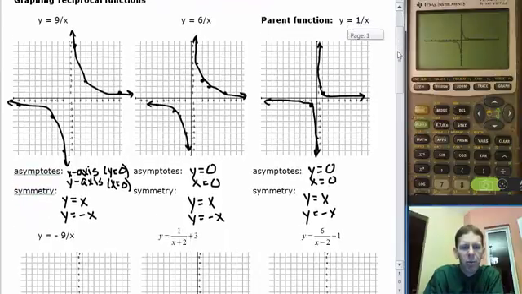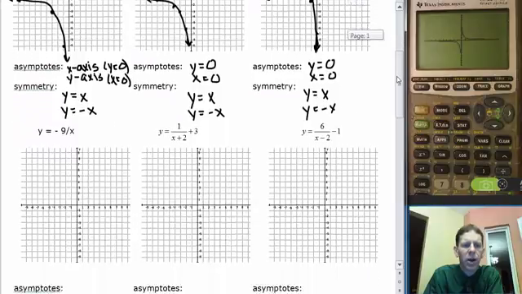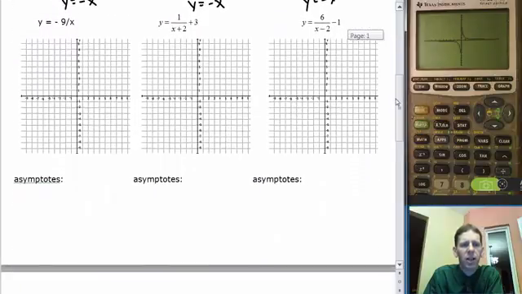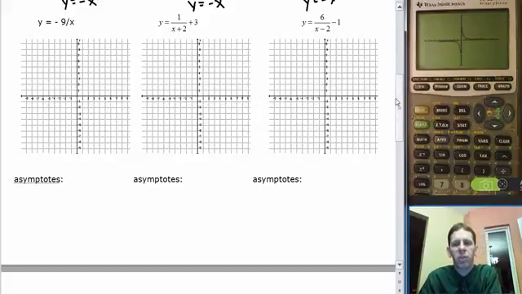As we move to the next example, what I'd like you to do is try to graph y equals -9 over x. List where the asymptotes are, and show me some nice integer values that this graph goes through. Pause the video and we'll see if your graph matches up in just a moment.